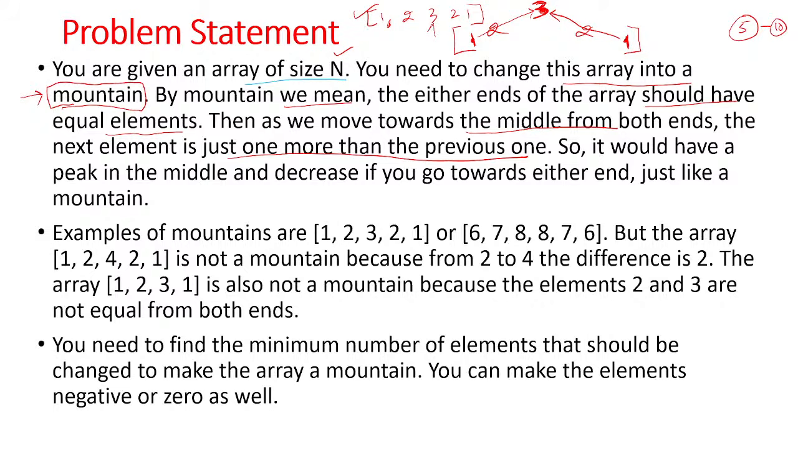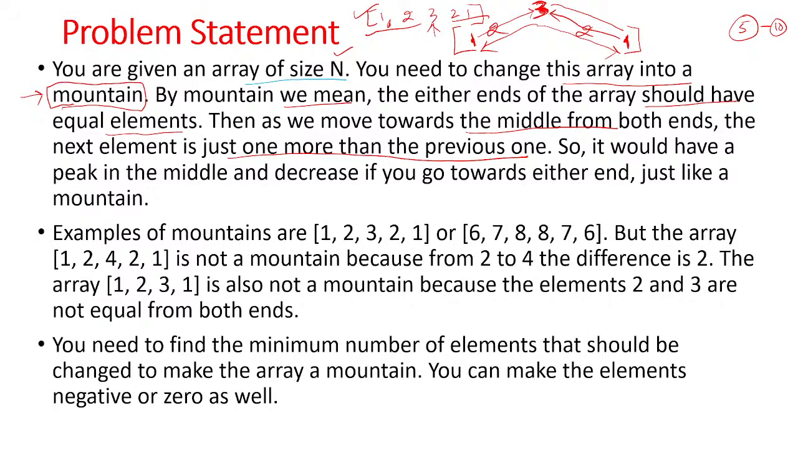Because from the peak element, if you go to the ends, it is the same number of elements. In other words, from the peak, if you go to the next element, it should be one less than the peak. If you go to the next element, it should be one less again. This is how you need to construct the array into a mountain. This is the given property. It has a peak in the middle and decreases if you go towards either end, just like a mountain.